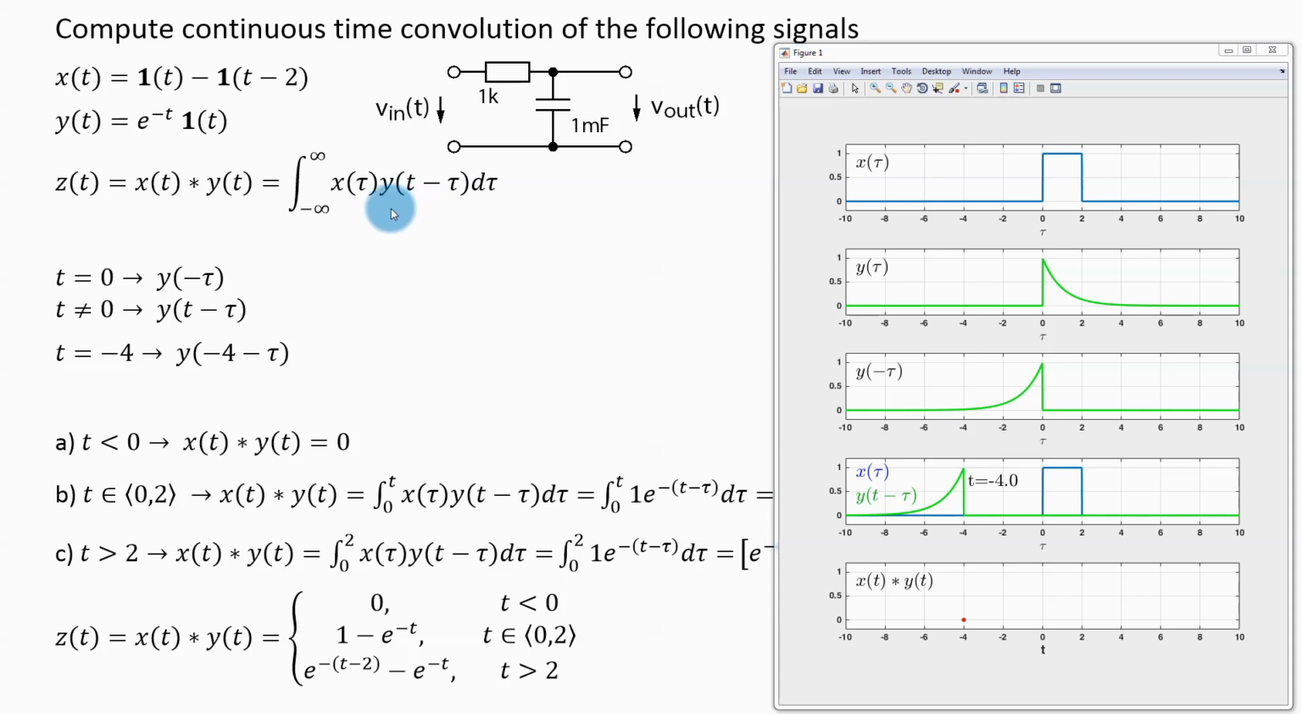The next thing to note is very simple. Here I have signal x, but it's not the signal x of t, but here I'm using x of tau.